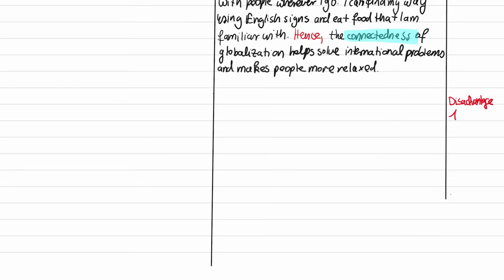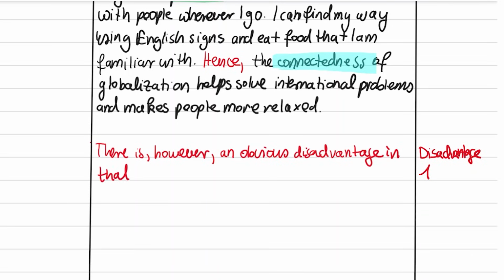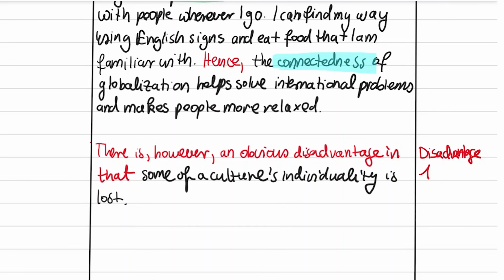Now, let's continue writing our essay. We will move on to the disadvantages of globalization. The first disadvantage is about losing one's culture. Before we start writing, let's pick a high-scoring sentence starter from the template. "There is, however, an obvious disadvantage in that" is a score booster for several reasons.